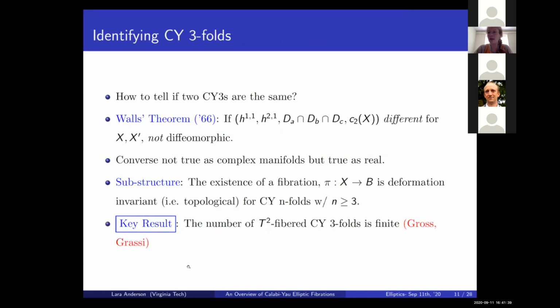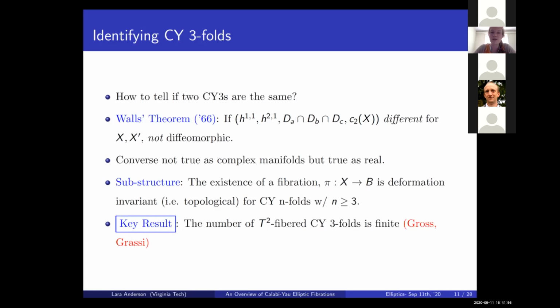So let me give some practical tools, some of which you have seen before. Part of this was alluded to in Albrecht's talk. Let's ask the question, how do we determine if two Calabi-Yau threefolds are the same? We could ask this about fourfolds and higher as well, but let me start with threefolds.